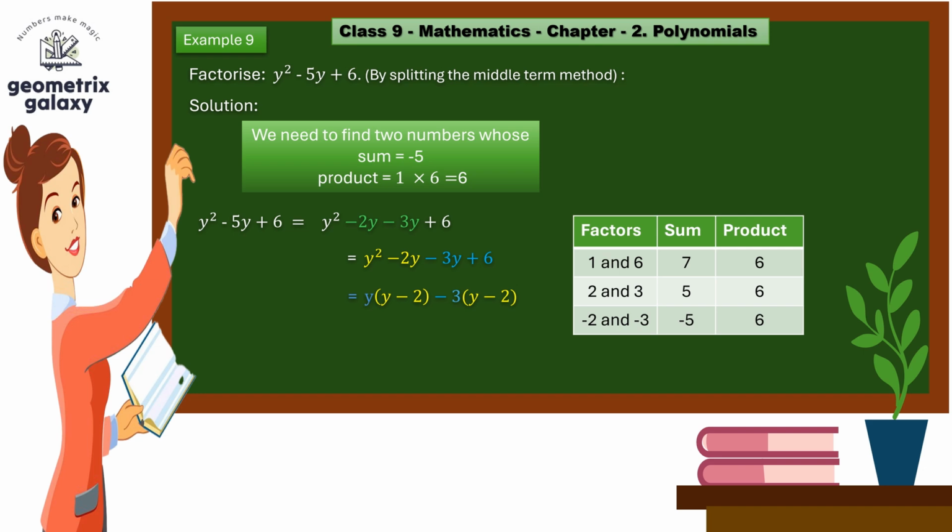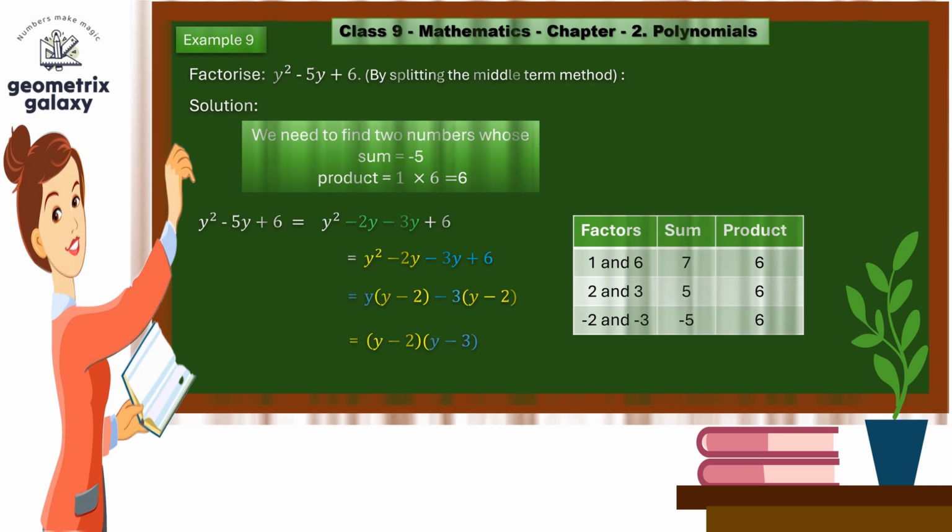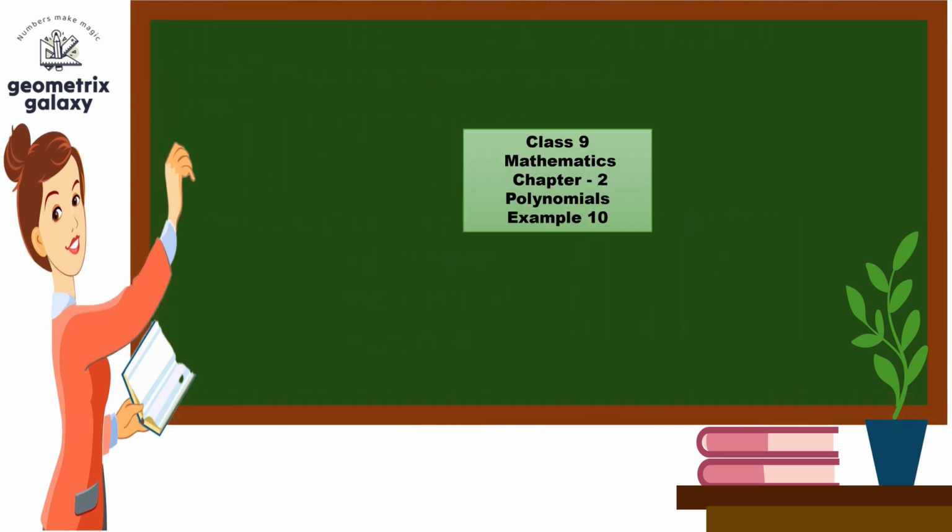So in the next step, we can see that y minus 2 is common. Now if I take y minus 2 out, I am left with y minus 3. Therefore, the two factors are y minus 2 and y minus 3 for the quadratic polynomial y square minus 5y plus 6. And now one more example, problem 10, is left. We will do it in the next video because that is a cubic polynomial factorization that we will study in detail in the next video.